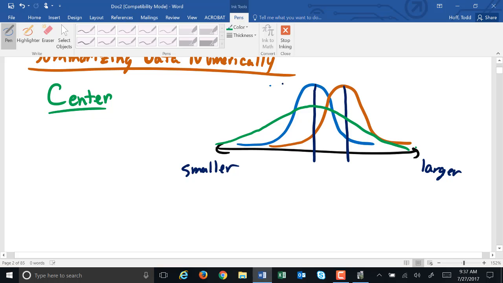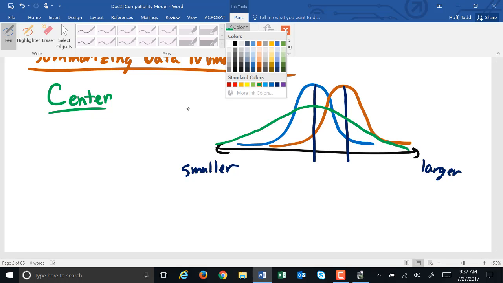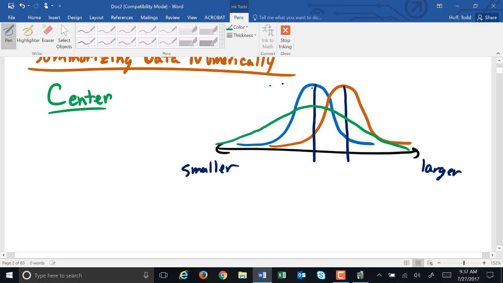We could have a bell curve like this green one. Now the center of that curve looks to be the same as the center of the blue curve. How would you describe the difference between the blue and the green curve? Well, the green curve, I would say, is more spread out. So that's the second thing we need to describe about them is spread.